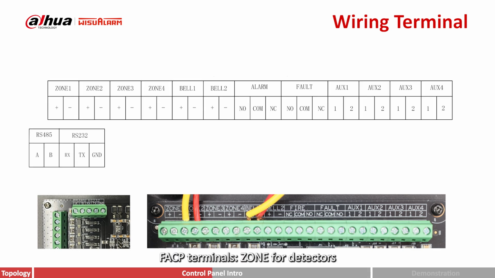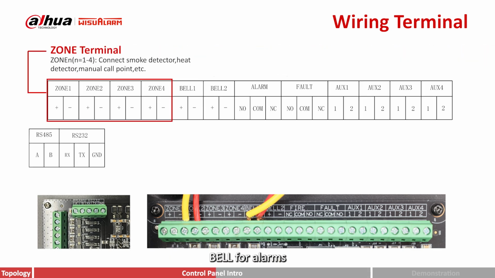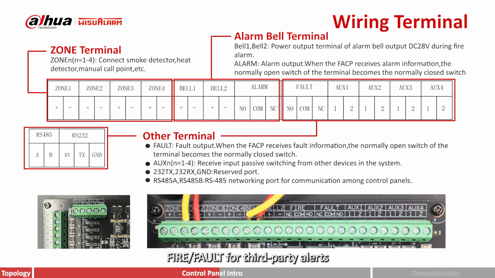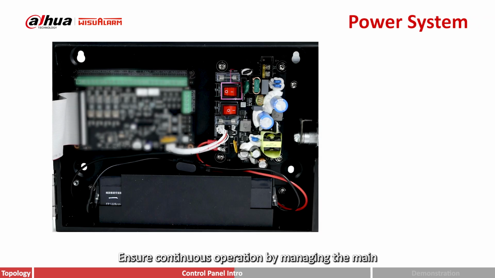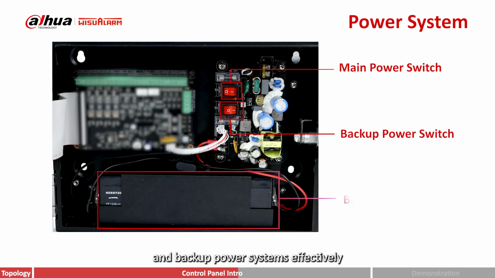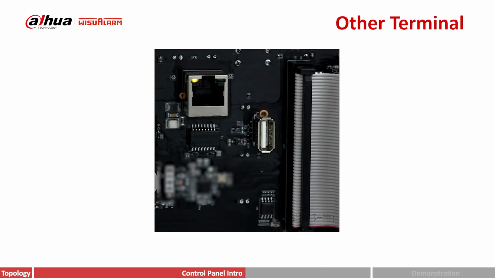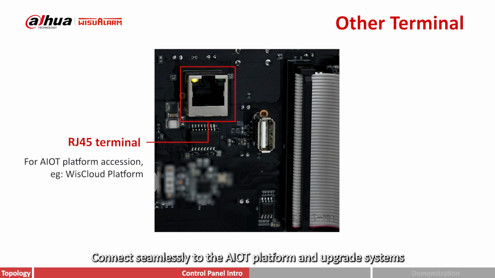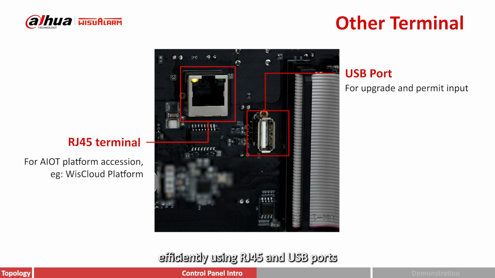FACP terminals: zone for detectors, bell for alarms, fire/fault for third-party alerts, AUX for external detectors, RS-485 for unit interconnection, RS-232 reserved. Ensure continuous operation by managing the main and backup power systems effectively. Connect seamlessly to the AIoT platform and upgrade systems efficiently using RJ45 and USB ports.